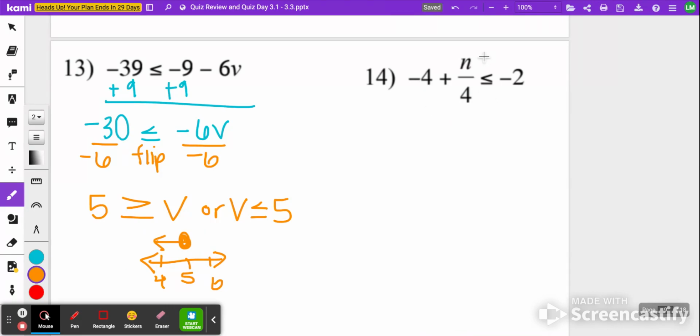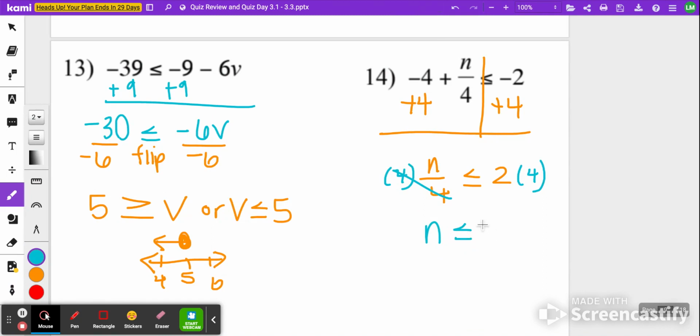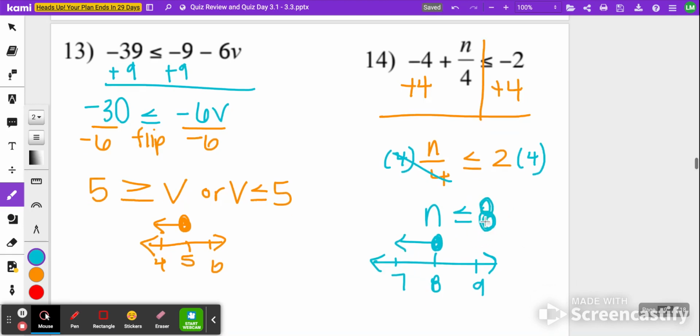Number 14, again, same deal here. I'm going to add 4 to both sides first. So I get n over 4 is less than or equal to 2. Because I'm seeing n divided by 4, I need to multiply by 4 on both sides. So the 4's cancel out. I get n is less than or equal to 8. As I graph this, I'm going to have a closed circle pointing left for my answer. Sorry, the 8 looked a little weird. A little better. There we go.